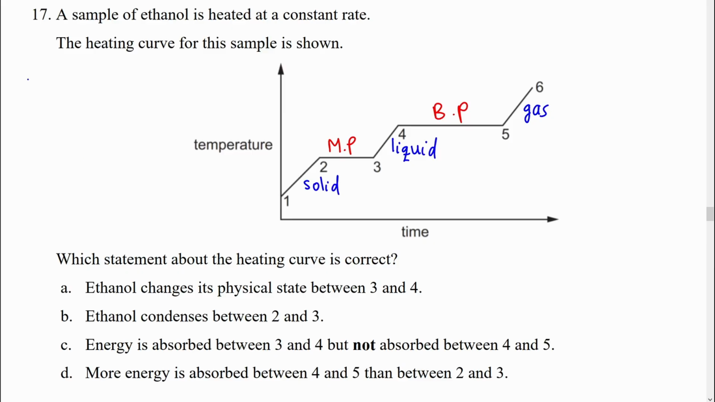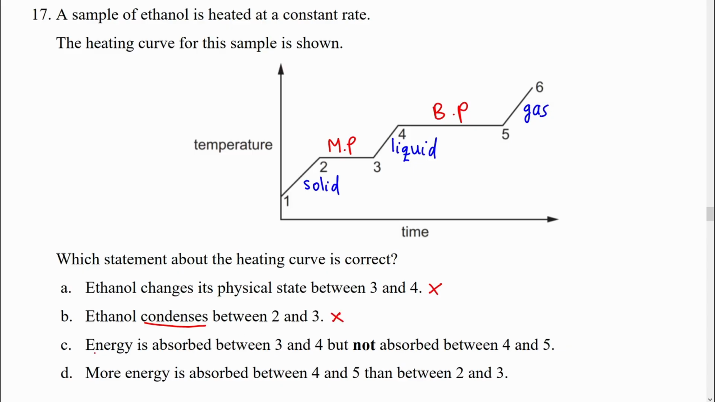Ethanol changes its physical state between 3 and 4. It does not change its physical state because it's just liquid, right? Between 3 and 4 is a liquid, so this option is wrong. Ethanol condenses between 2 and 3. Between 2 and 3, it changes from solid to liquid, right? From solid to liquid is what we call melting. So it's not condensing, so it's wrong.